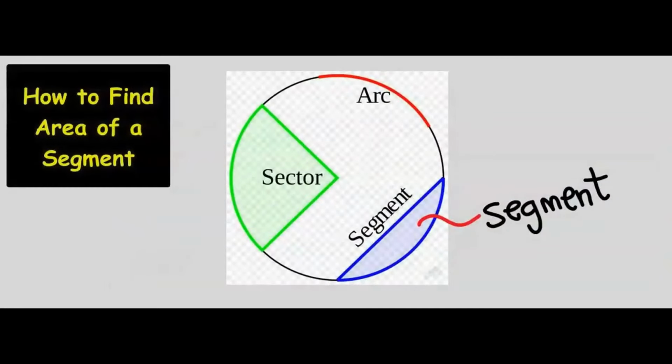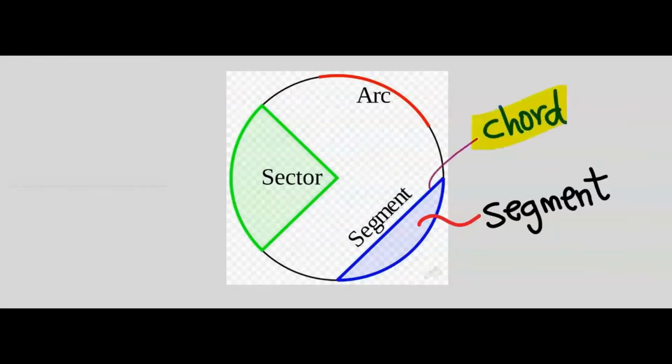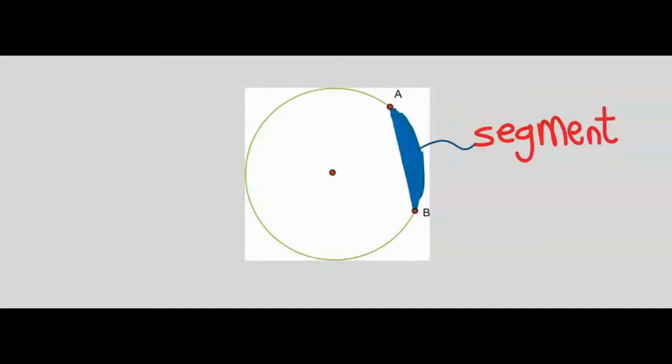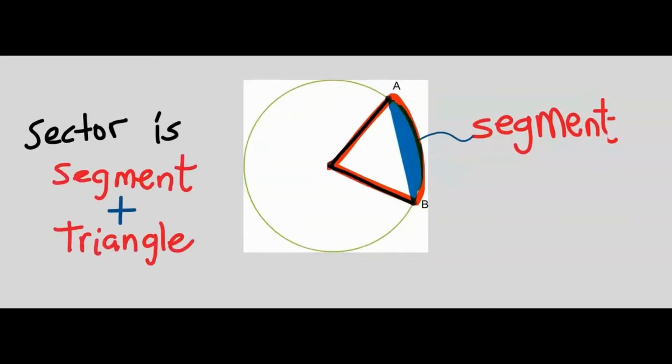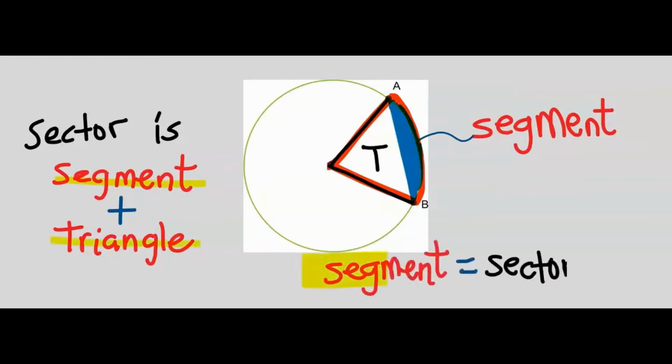Let's consider how to find the area of a segment. This line is known as a chord, and the shaded portion is known as a segment. Usually within a circle, a segment is inside a sector. This is a sector. Inside a sector is both a segment and a triangle. Then a segment is a sector minus the triangle, which is this portion.